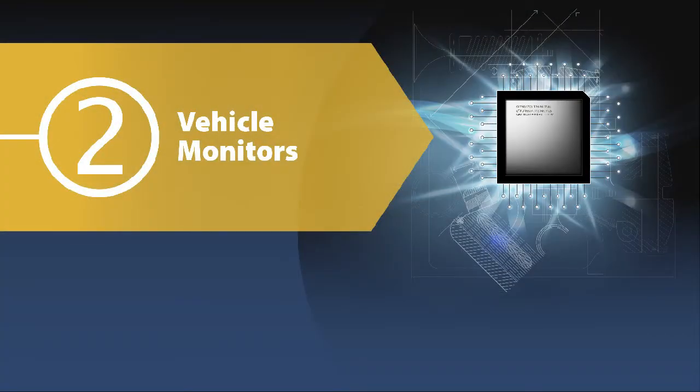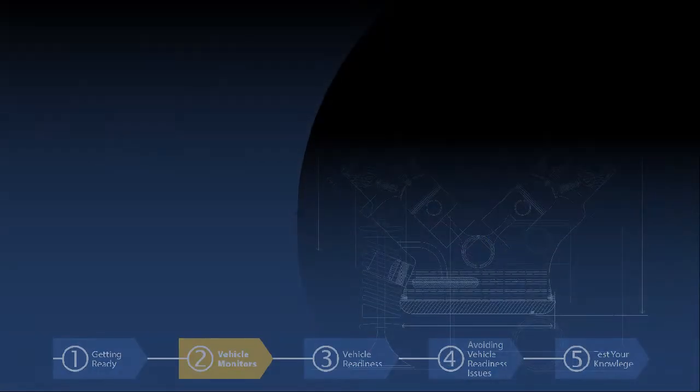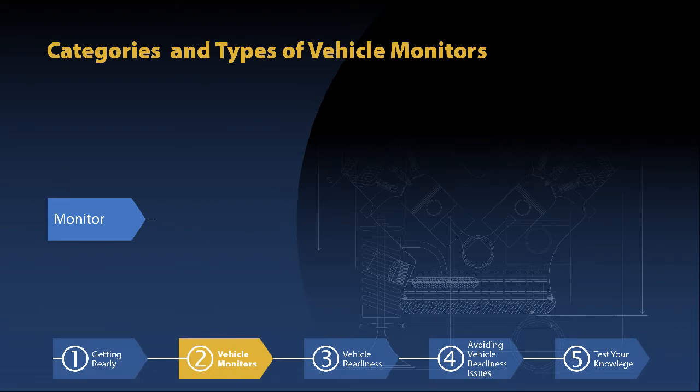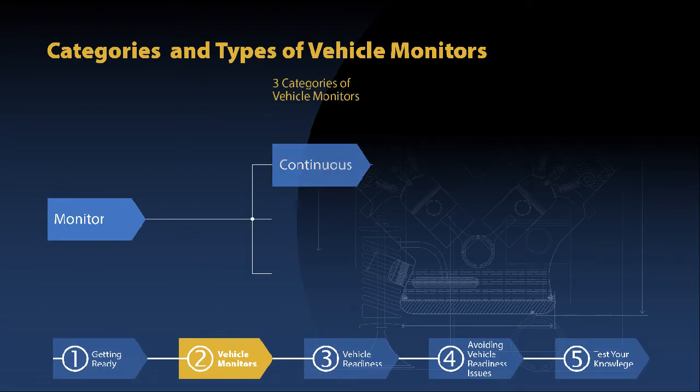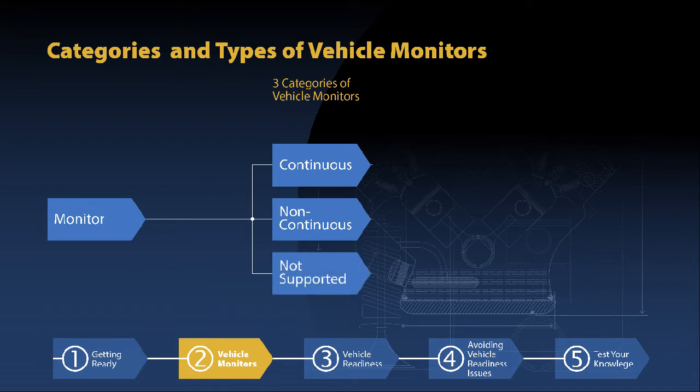A vehicle monitor watches for systems to operate incorrectly so that the powertrain control module, or PCM, can set a diagnostic trouble code, otherwise known as a DTC. Vehicle monitors are broken into three categories: continuous, non-continuous, and not supported. We will cover these categories in detail shortly.